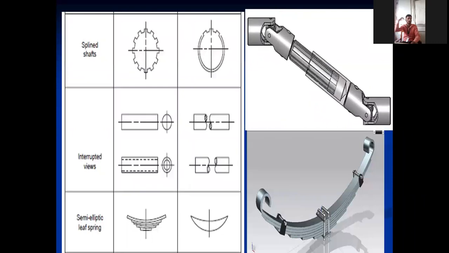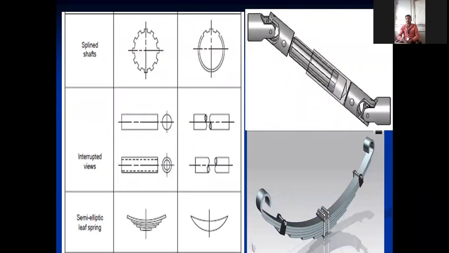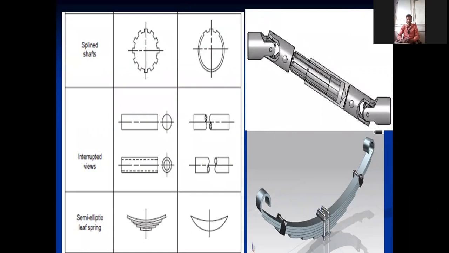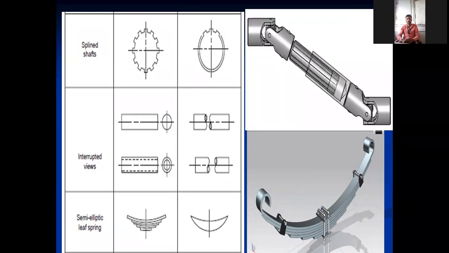Further, now think. Next one is spline the shaft. Are you able to see spline the shaft?